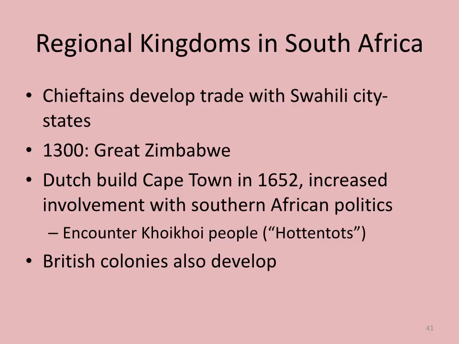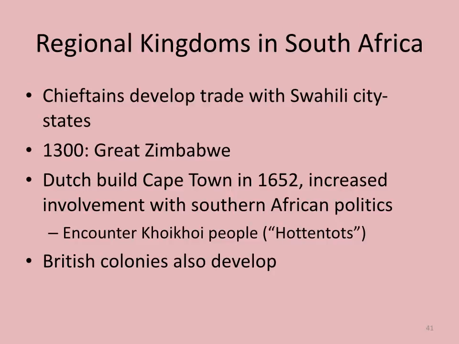We're also going to see some regional kingdoms in South Africa. Now, the chieftains developed the Swahili city-states. By 1300, we have Great Zimbabwe. The Dutch build Cape Town in 1652 to increase their involvement in Southern African politics. Remember, they're trying to increase their influence while everyone in Africa wants less influence of the Portuguese. The British colonies are also going to continue to develop around the world, and it's going to just continue to increase slave demand.